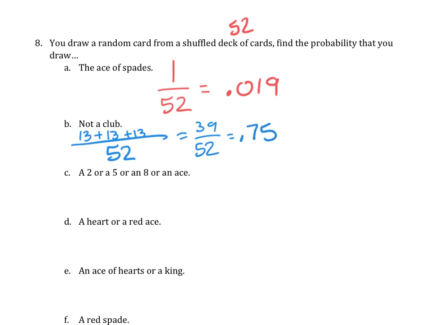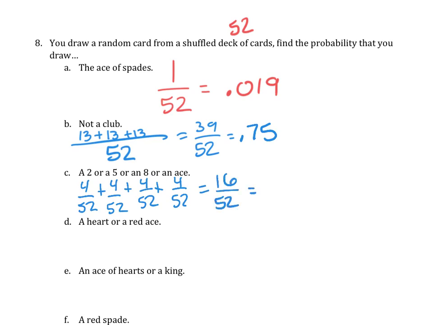All right, drawing a 2 or a 5 or an 8 or an ace. Okay, so we got or, so there's going to be all these adding. There's 4 2s out of 52. There's 4 5s out of 52. And then there's 4 8s out of 52. And then there's 4 aces. And then whenever we're adding, we always have to check to see if there's any overlap. Here, we're just talking about different values of the cards. So a card can't be a 2 and a 5 at the same time. So here, there's no overlap. So we'd have 16 over 52, which can be reduced to 4 over 13, which is 0.308.